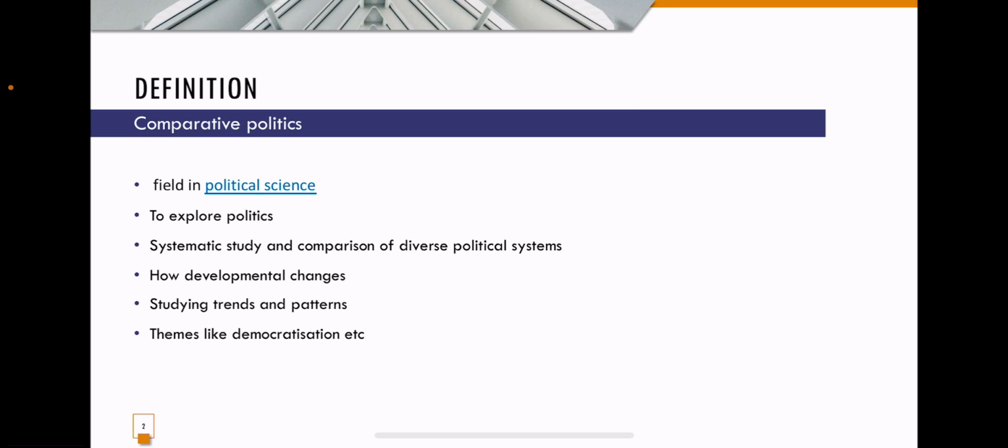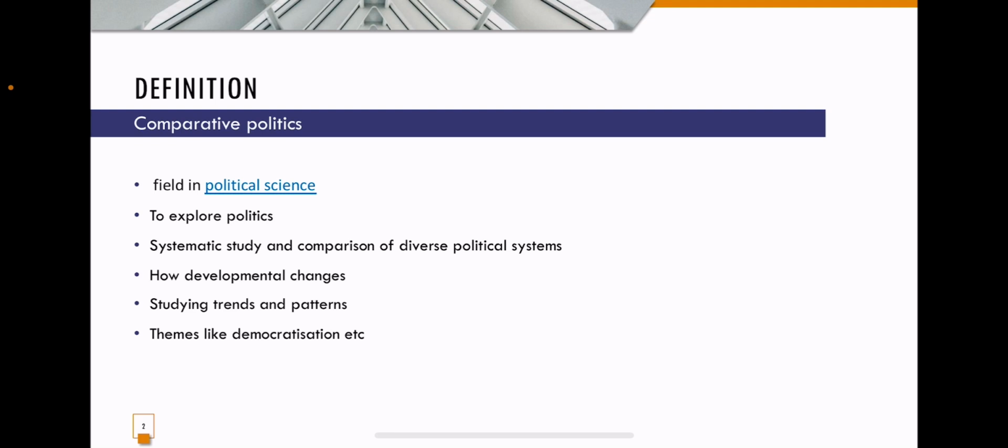Comparative politics is a field in political science, and to explore politics, it is a systematic study and comparison of diverse political systems. The scholars engaged in the field of comparative politics believe that with the help of comparative studies, they can get a precise description of the phenomena happening around them, whether at the local level or at the international level.